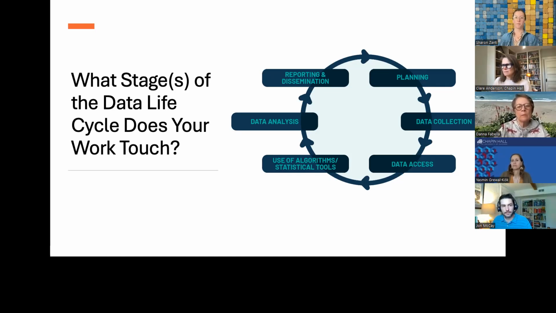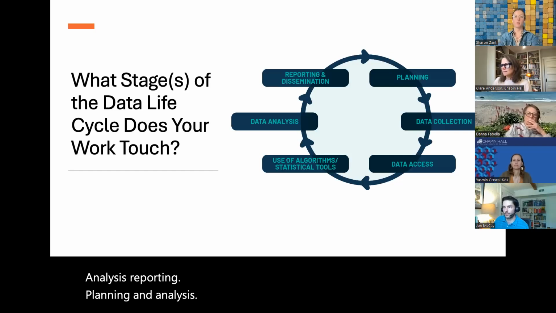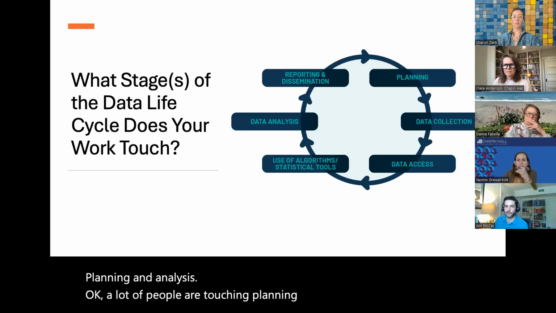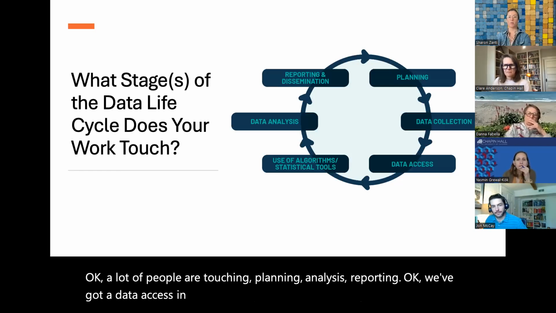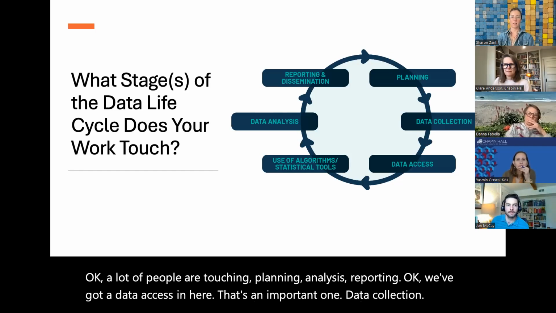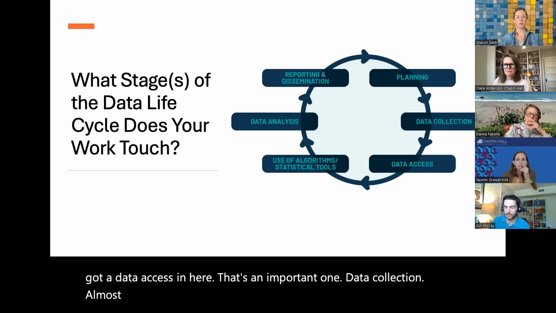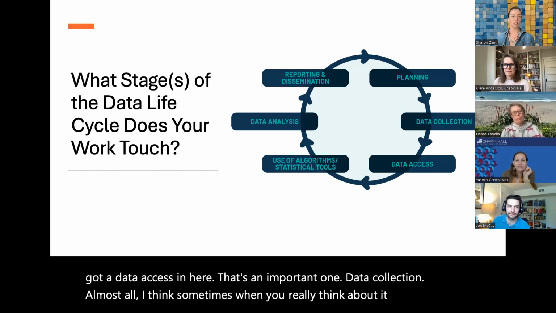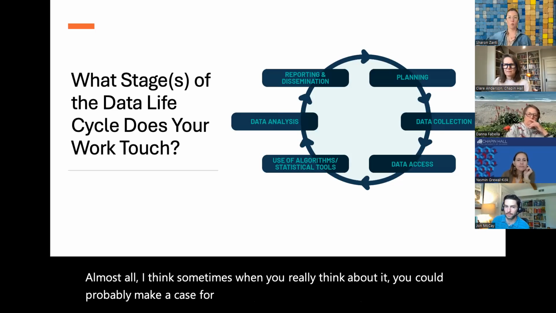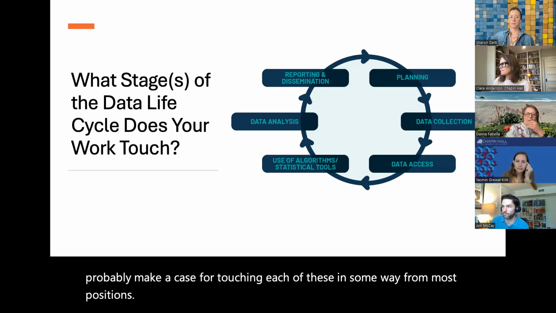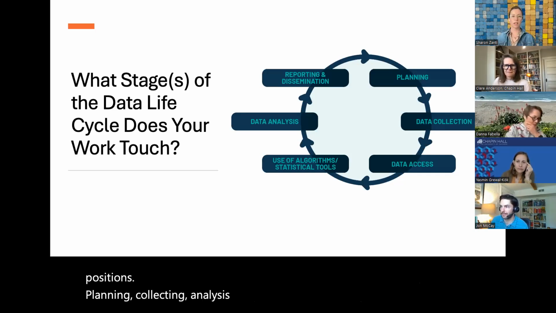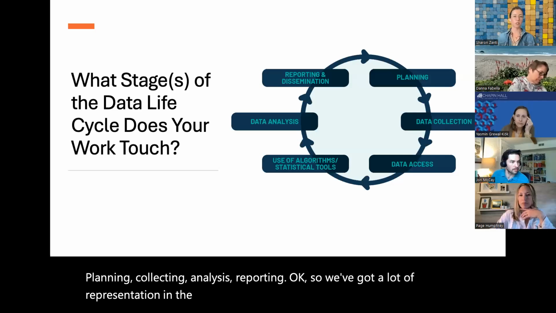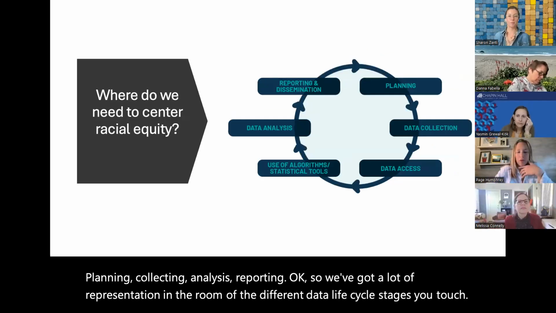Analysis, reporting, planning and analysis. Okay, a lot of people are touching planning, analysis, reporting. Okay, we've got data access in here. That's an important one. Data collection. Almost all. Yeah, I think sometimes when you really think about it, you could probably make a case for touching each of these in some way from most positions. Planning, collecting, analysis, reporting. Okay, so we've got a lot of representation in the room of the different data lifecycle stages you touch. Let's keep moving.